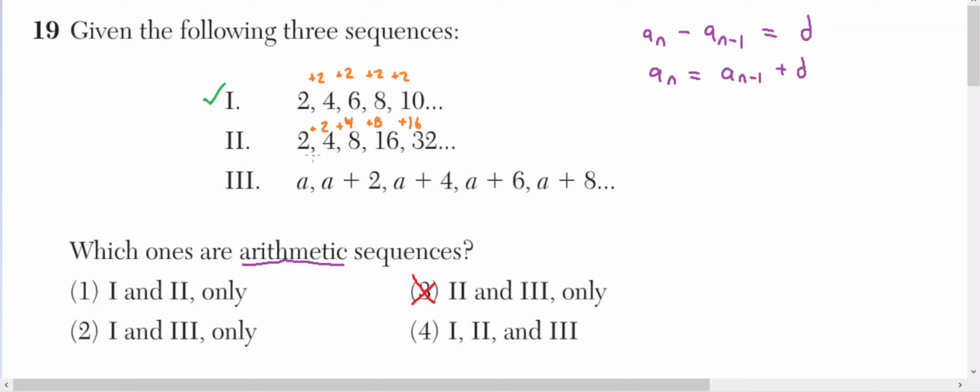And you might also observe that these are also the powers of 2, which is an exponential function. So this would follow something like 2 to the x. So this is not arithmetic, therefore it can't be choice 2. So we can cross off any sequence involving choice 2. And by process of elimination, we've identified the correct answer.